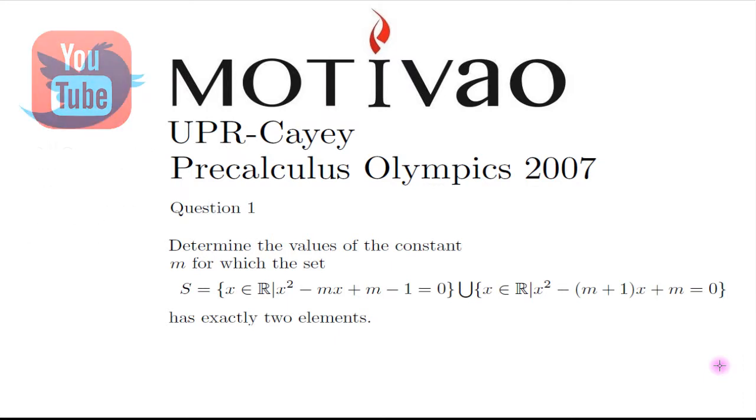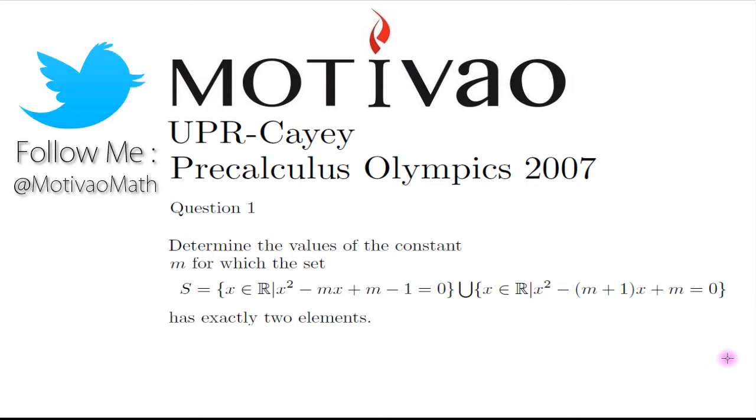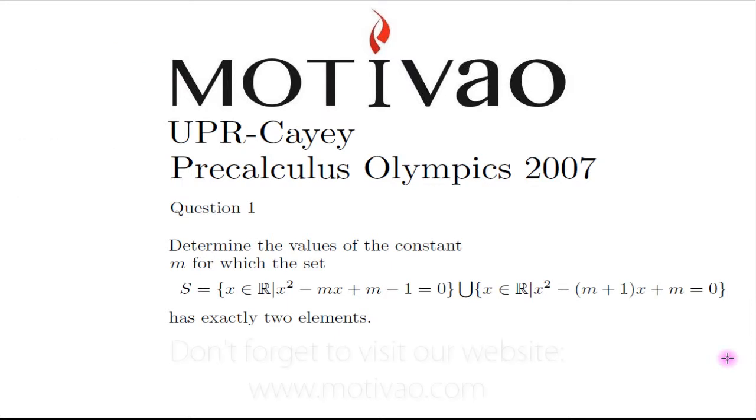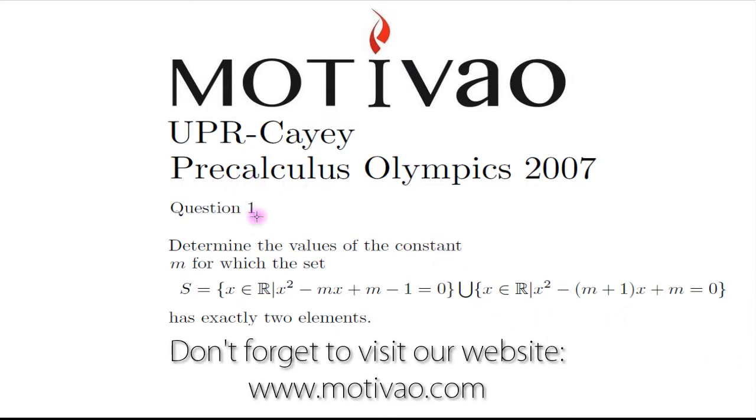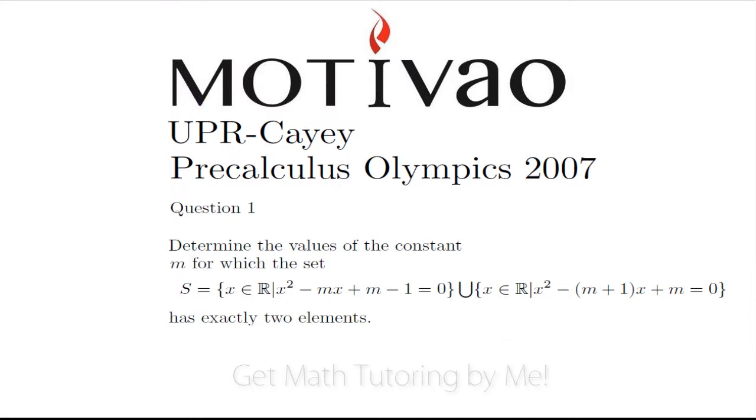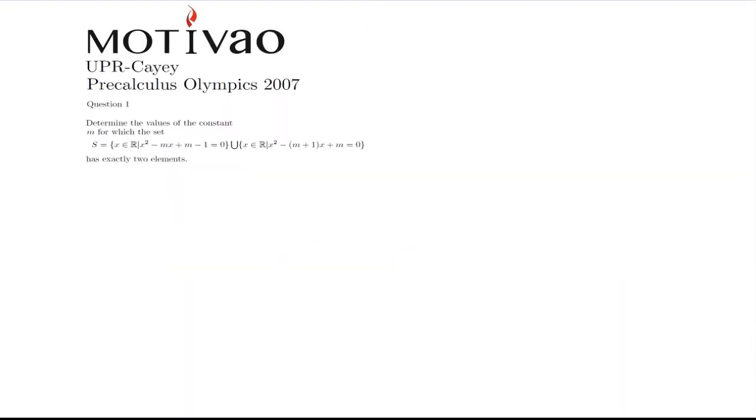Today I'm going to talk about the University of Puerto Rico, Cayey, Precalculus Olympics 2007. Question number 1 states, determine the values of the constant m for which this set has exactly 2 elements. Now notice that the set consists of 2 quadratic equations, okay? And because it consists of 2 quadratic equations, I'm going to use the quadratic formula, right? Because these quadratic equations equal 0, I'm allowed to use the quadratic formula.